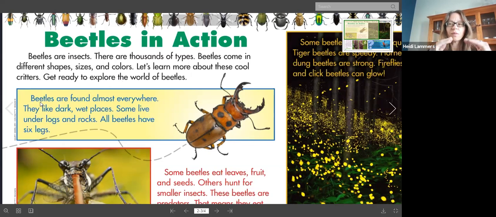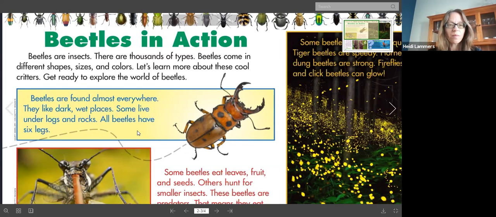I'm just going to go from top to bottom. Let's read about this beetle. This one looks very interesting to me. Okay, ready? Read. Beetles are found almost everywhere. They like dark, wet places. Some live under logs and rocks. All beetles have 6 legs.